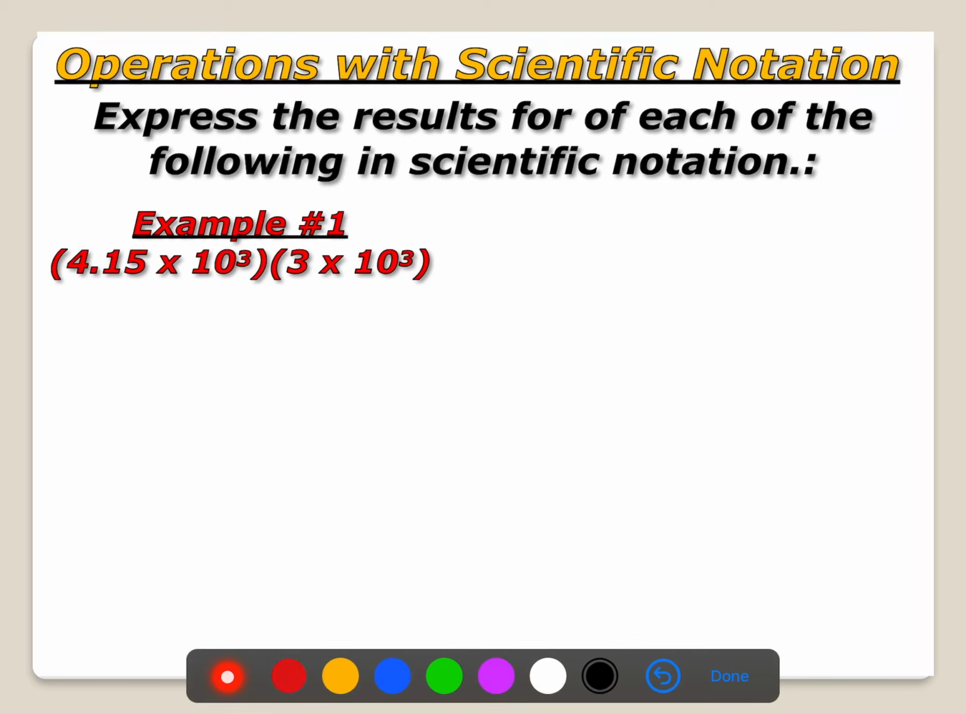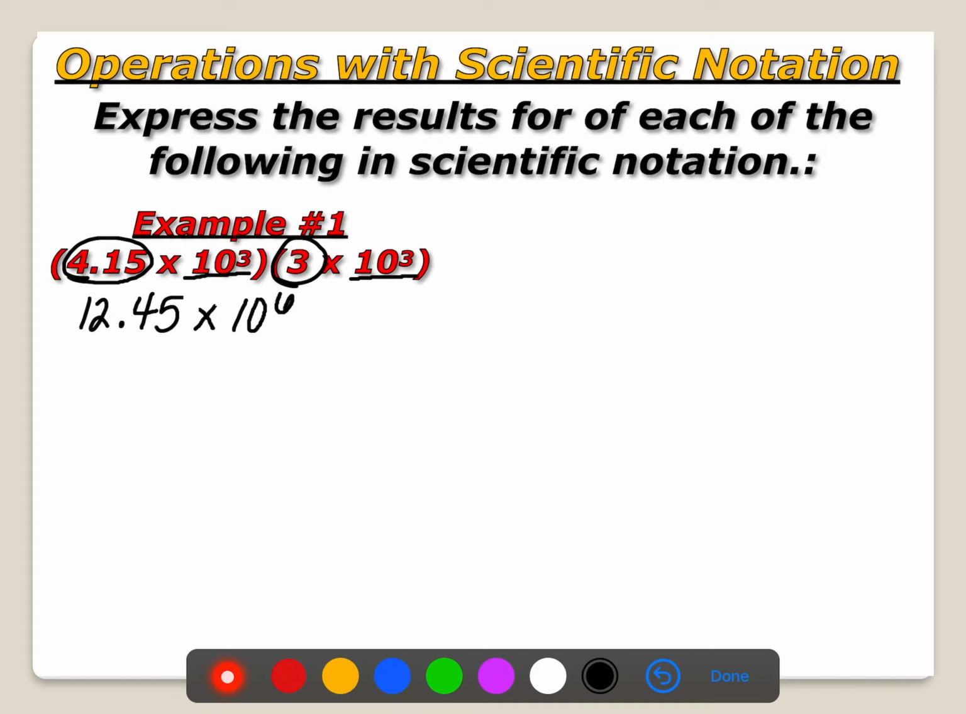Okay, so for example number 1, my coefficients are 4.15 and 3. So this is a multiplication problem. So I'm going to multiply my coefficients using regular operations. And then my powers of 10, I'm going to apply my exponent rules. So multiply means we add the exponents. Okay, so it remains a base of 10, and it is to the 6th power.